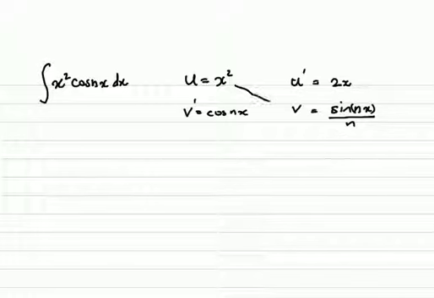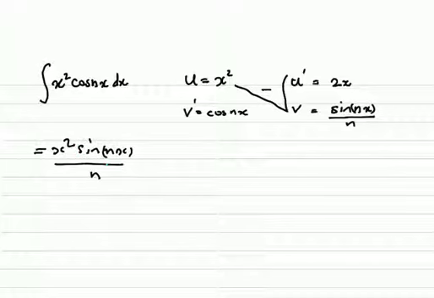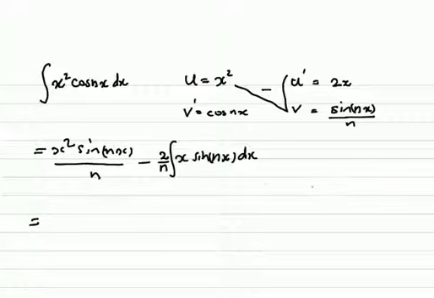Then again, in the formula, v and u come together, and these two go under the integral sign, and we subtract them. Then this integral is going to be equal to x squared sine nx all over n minus the integral. Let's immediately take 2 over n outside the integral sign and say x sine nx dx. So which means here we have the initial situation, but the power of x now is 1. So we can repeat the integration by parts. Now our choice of u will still be x, and the u prime in this case is going to be 1, and our v prime is going to be sine nx.